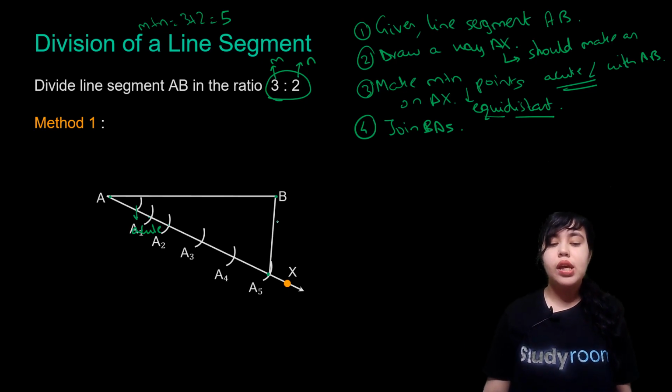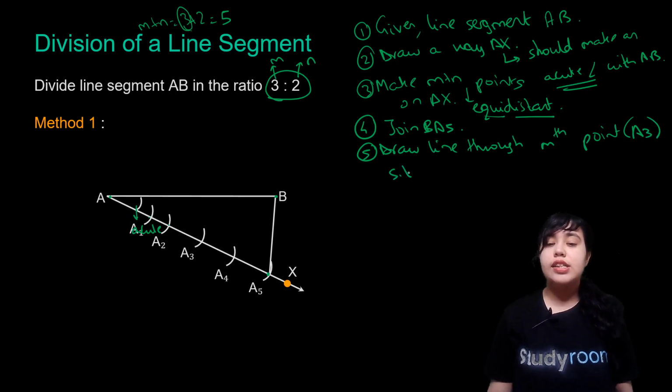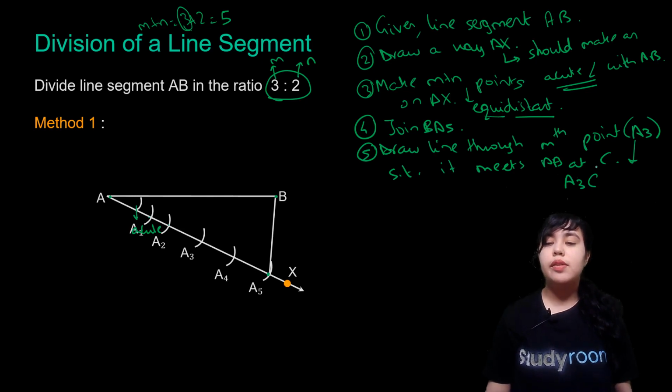I've joined this. Now I want to make a line through the Mth point. What was my Mth point? The third point that I made. So draw a line through the Mth point. In this case, the Mth point is the third point, which is A3, such that it meets AB, let's say at a point C. The catch over here is that this A3C that I'm going to make now should be parallel to A5B.